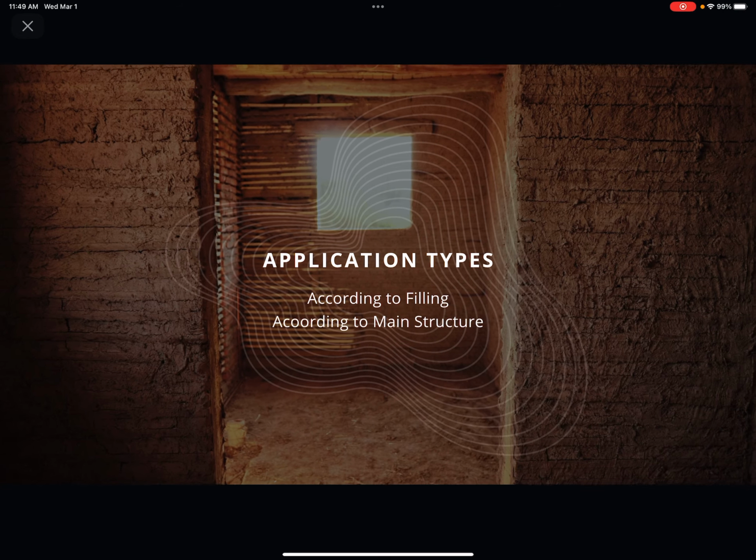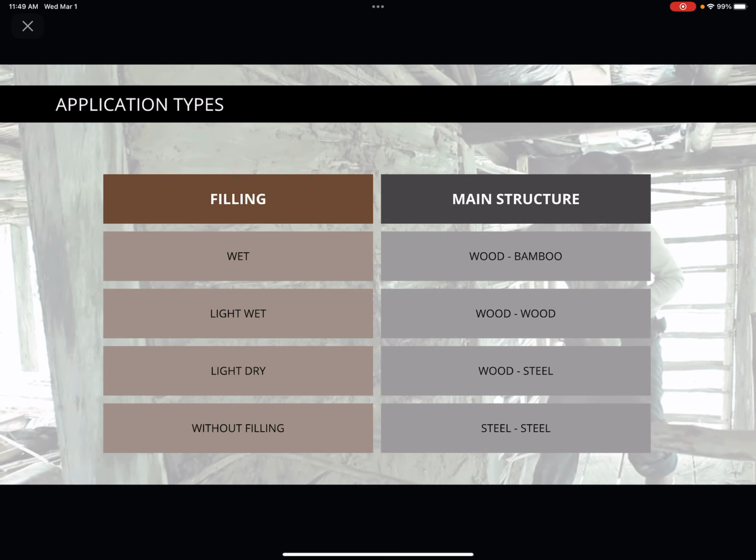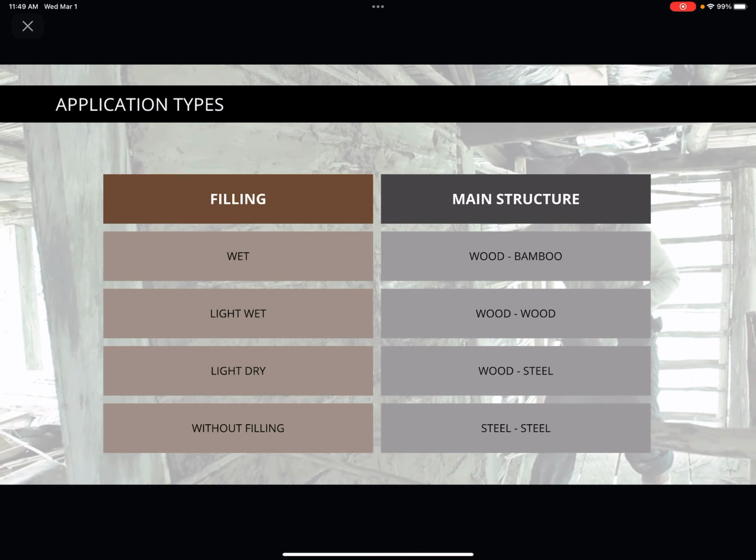Then I'm going to talk about application types. There are two main applications: how you fill those partitions and what materials in the main structure you use. For the filling we have four types. The first one is wet, the second is light wet, then light dry, and without any filling. The wet mainly uses soil or mud with a lot of water, and that helps to get a higher density material. Then we have the light wet, which is kind of the same but with less water. Then the light dry has almost no water, only the fibers that are basically the filling of the partition, and then without any filling.